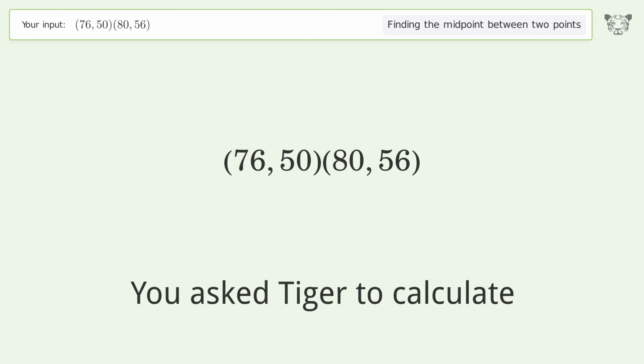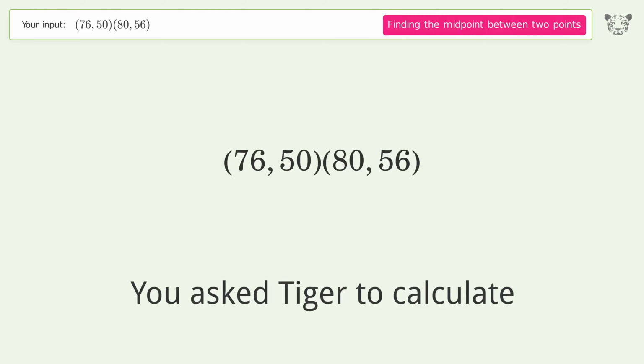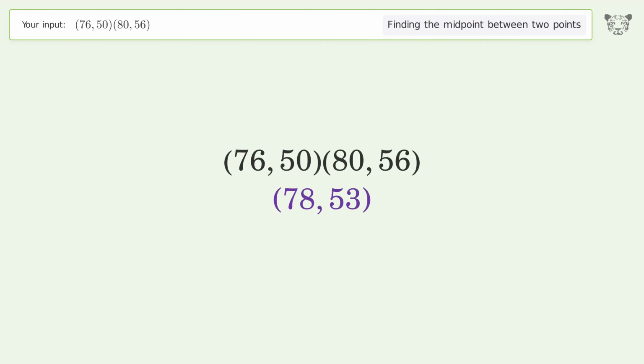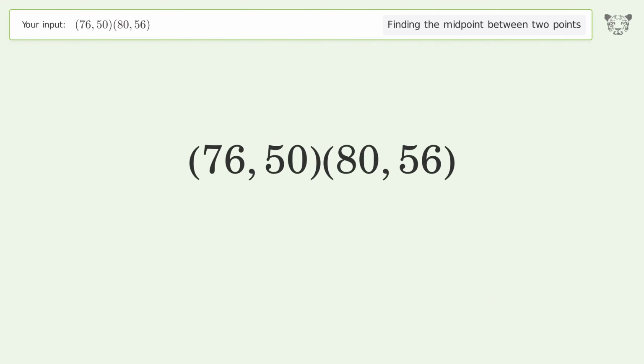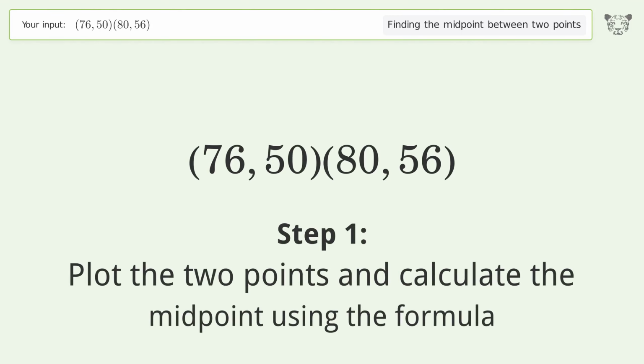You ask Tiger to calculate. This deals with finding the midpoint between 2 points. The midpoint between the 2 points is 78,53. Let's solve it step by step. Plot the 2 points and calculate the midpoint using the formula.